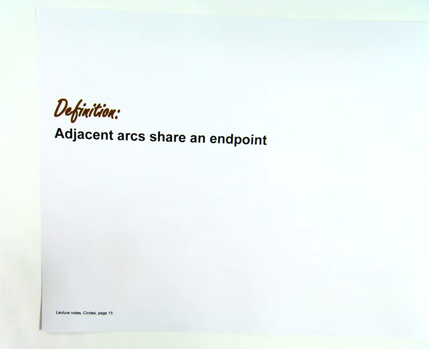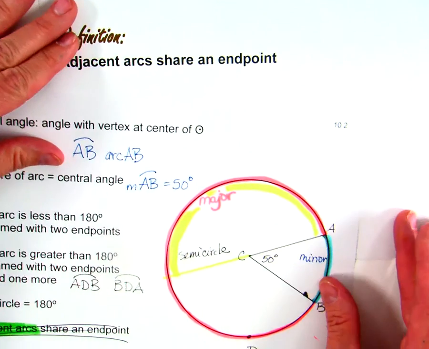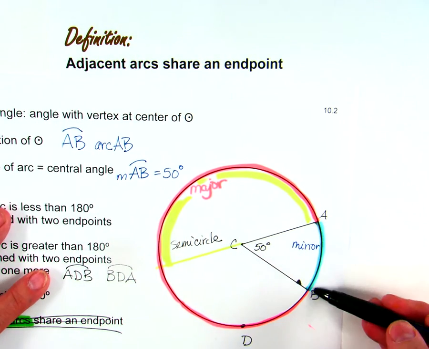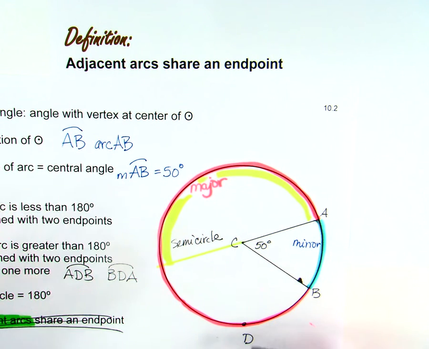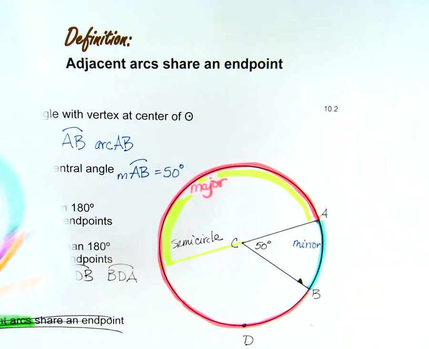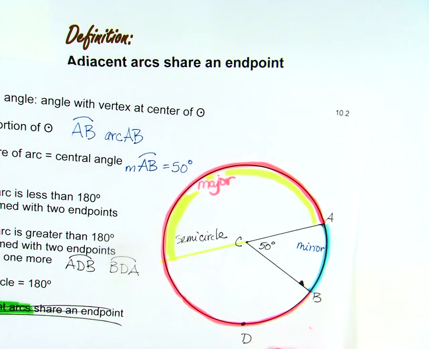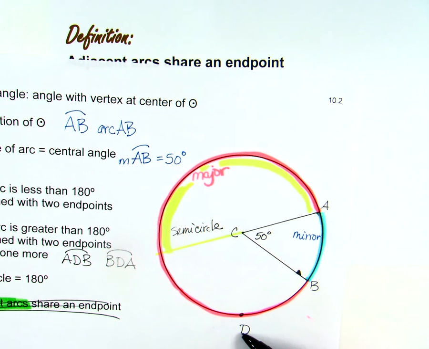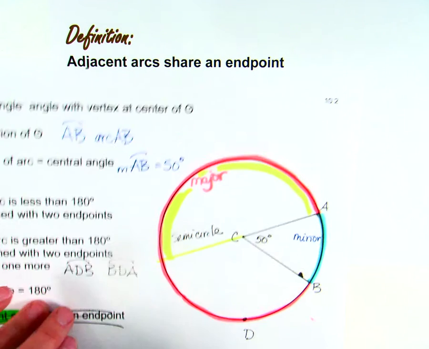Next up, adjacent arcs are arcs that have a common endpoint. They share an endpoint. So for example, in the ones that I just drew here, adjacent arcs would be AB is adjacent to BD. Oh, those aren't the ones I just drew. That's a different picture, but you get the idea. Here's the ones I just drew. Good enough. AB is adjacent to BD. Same deal. Okay?